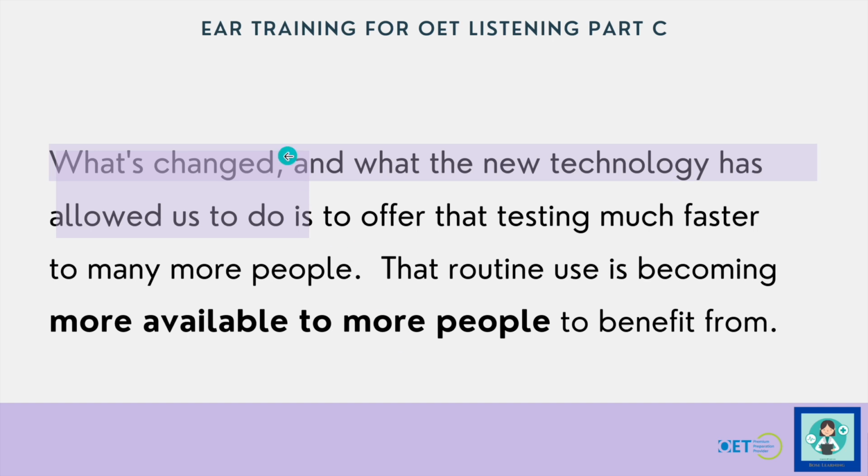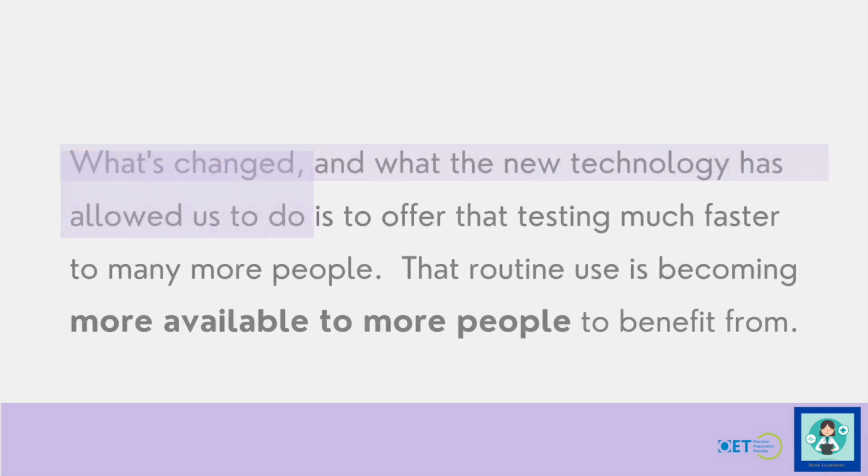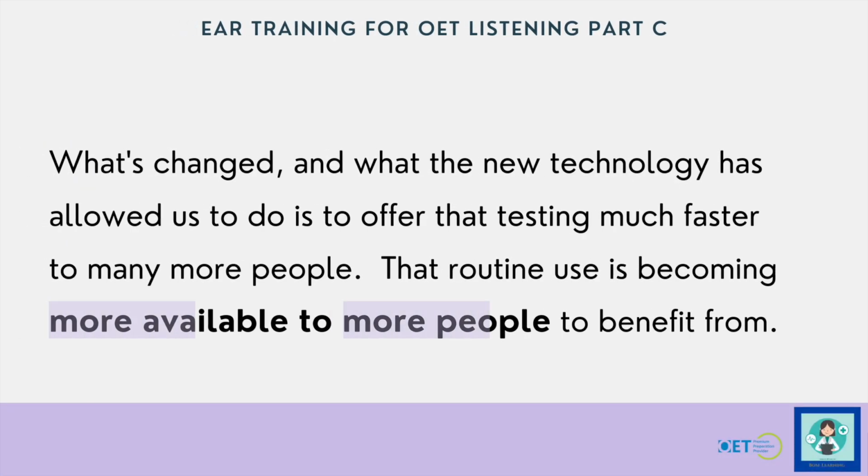And what this doctor is doing is introducing the topic. What's changed and what this new technology has allowed us to do is blah, blah, blah. And then she goes on to explain what has changed. So listen for these cues at the start of phrases, which are then going to go on and give you possibly the answer to your OET listening, or will give you the main topic of the sentence, which is that testing has become faster and more available. And this is backed up with the use of more available and more people. So we've got that repetition to really emphasize the point.